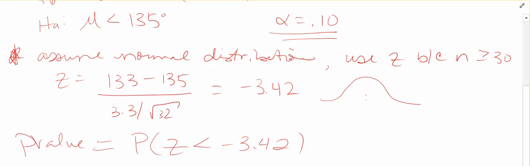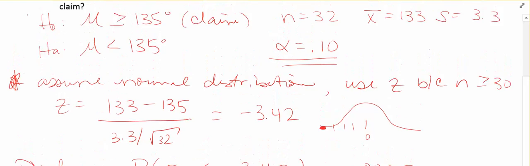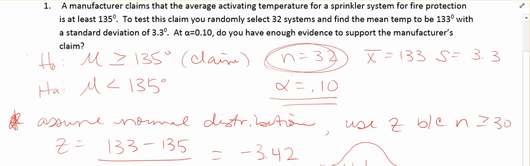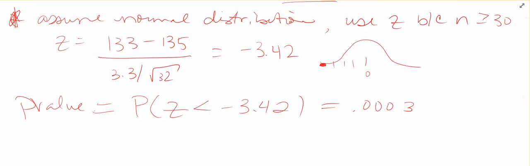Remember, we talked about this. This is 0, 1, 2, negative 3. So you're talking about only a really teeny tiny piece way over here. If you look this up on your table, you'll find that the area is 0.0003. What this represents is the probability that you could get 32 randomly selected sprinklers with a mean of 133 if in fact the real mean was 135. So clearly this probability is teeny tiny, and so we reject the null.